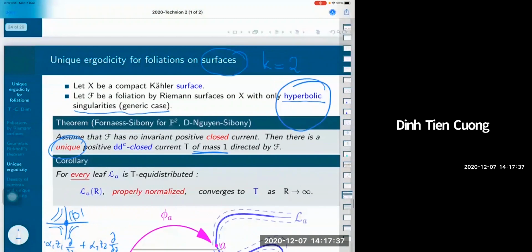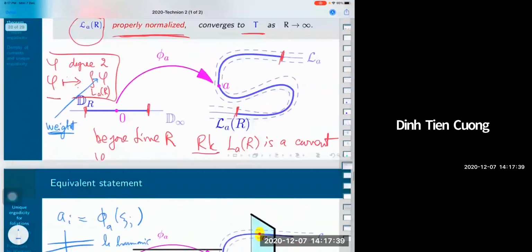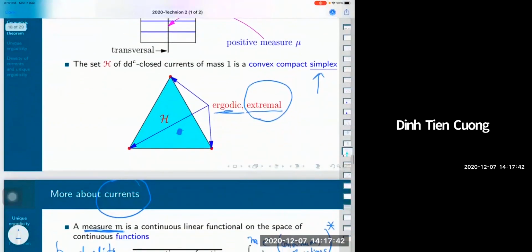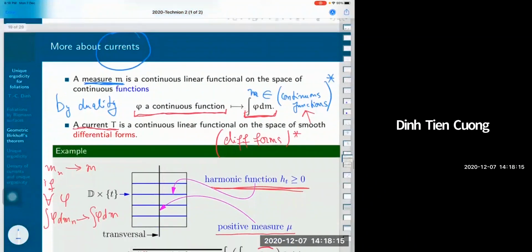So I come back to the picture that I showed you here. Here we have the set of all dd^c-closed currents of mass 1, which is a simplex, but unique ergodicity means that it is equal to 1 point. So we have just this point, something of dimension 0. So it's even simpler than the picture I showed here. This is unique ergodicity.